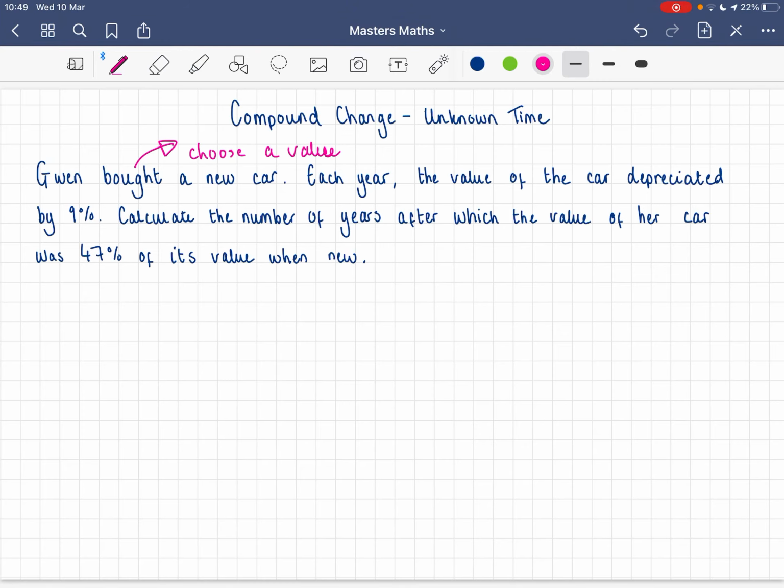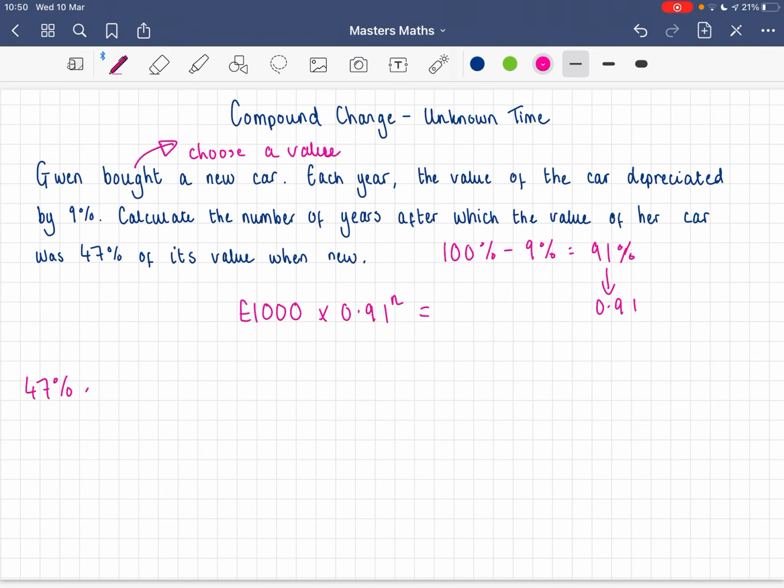Okay, so I hope you paused that and worked it out yourself. Here is how it should be done. So I'm going to choose 1,000. So I'm going to say she bought her car for £1,000. Because it's depreciating, it's decreasing by 9% each year. 100% minus 9% is 91%, which is 0.91 as a decimal. So that is my decimal multiplier. The number of years is what I'm trying to work out. And we're looking for it to be 47% of its original new value.